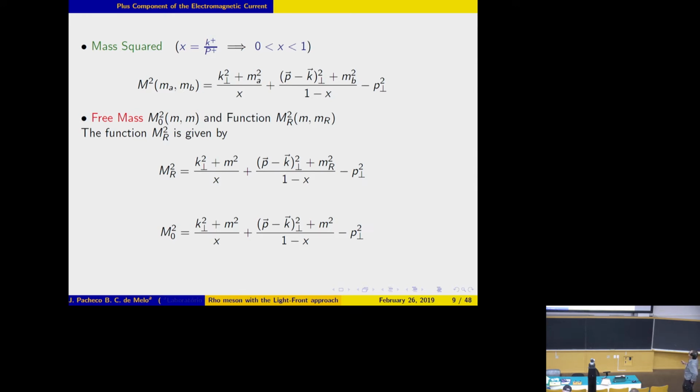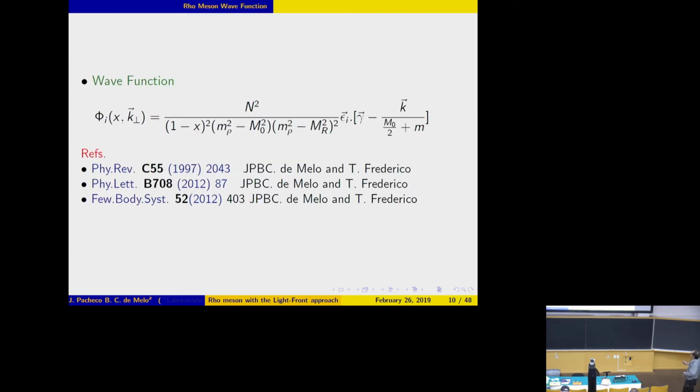And after integrating over k minus, here is exactly the Feynman parameter. I obtain this mass square function. M0 is the free mass operator, if you have a free Hamiltonian. And there is the regulator coming from the regulator function, okay? And after that, I obtain the wave function. It's quite complicated. It's already published some years ago.